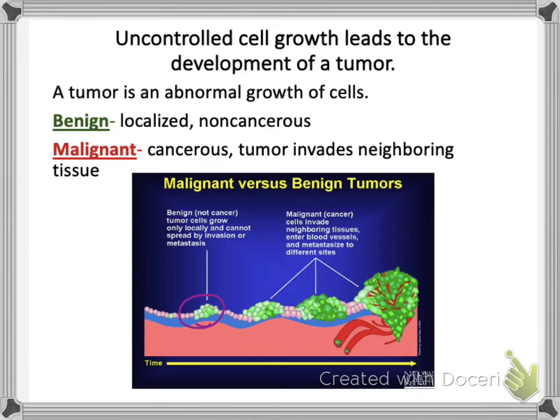A benign tumor doesn't necessarily have to be a small tumor. Benign tumors can also be large tumors, but the main thing is that they're staying in one place. They are not invading neighboring tissues.